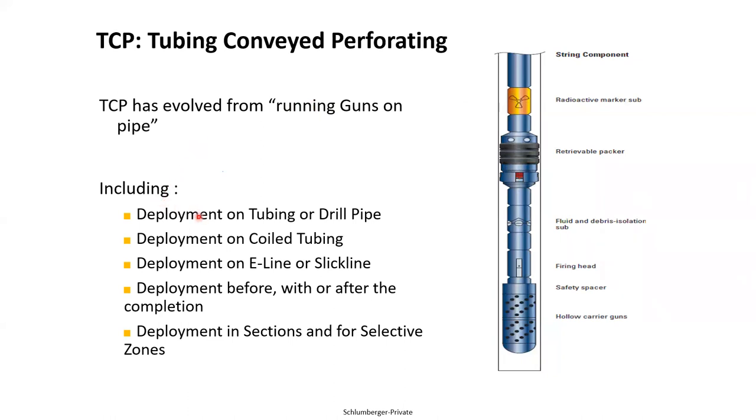So the deployment on tubing or drill pipe, we can also deploy as well on coil tubing. Another method of deployment of guns will be a slickline, and the deployment can be done either in sections, or we can also use something called selectivity, in which we can connect several guns together utilizing switches, and then download, firing every gun in front of the interval of interest.